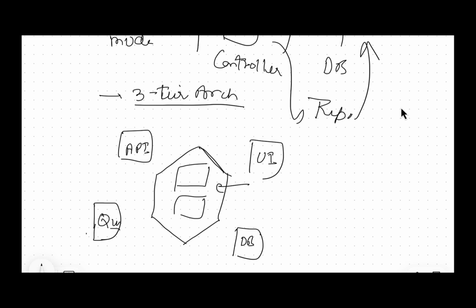All of these are outside of the hexagon, and they cannot connect directly to the core. They have to call one port, like 8080 is a port. In the same way, a port is a kind of interface here, and they connect to that.